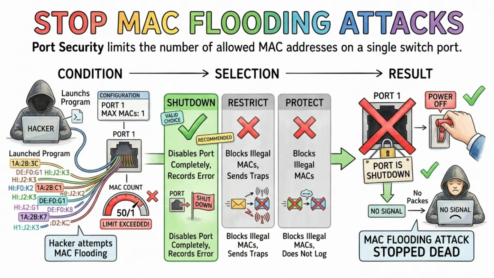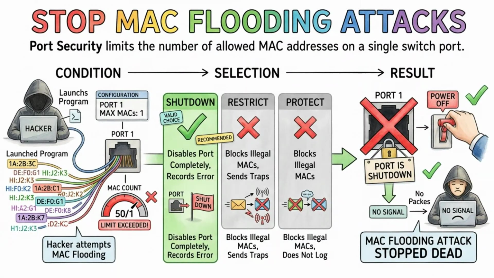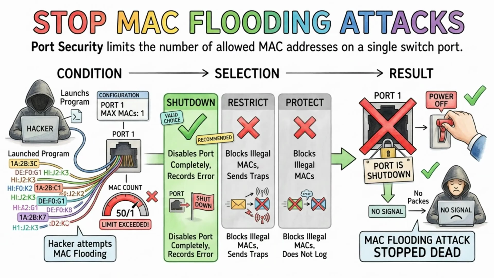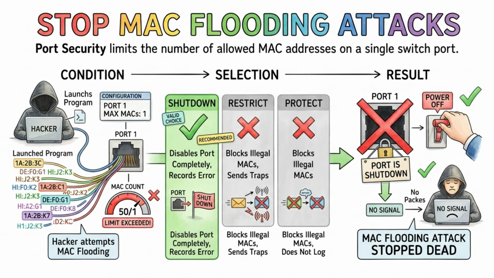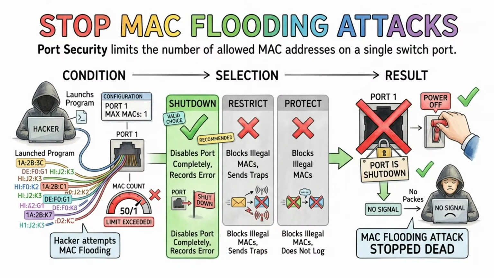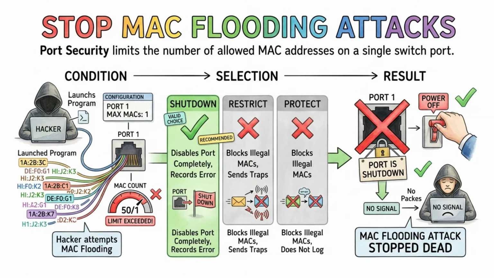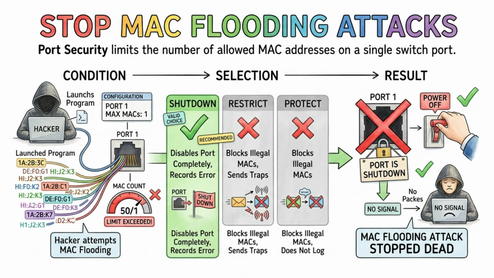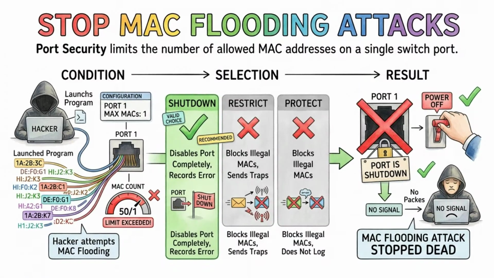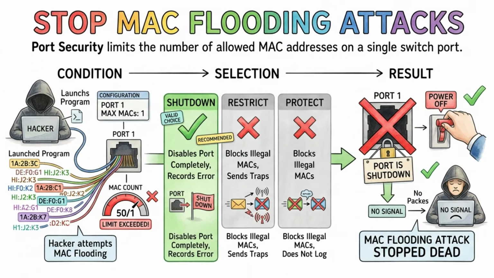To completely stop MAC flooding attacks dead in their tracks, Cisco switches feature an incredibly powerful defense mechanism called port security. Port security allows you as the administrator to manually dictate exactly how many unique MAC addresses are legally allowed to communicate on a single physical switch port. If a hacker connects their laptop and tries to run a malicious flooding program, the switch instantly notices the rule violation and forcefully shuts the port completely down. For your certification, you must thoroughly understand the different violation modes, specifically the shutdown, restrict, and protect modes.